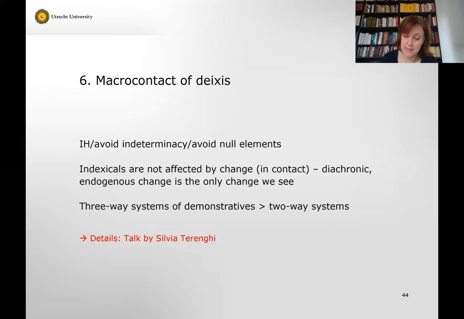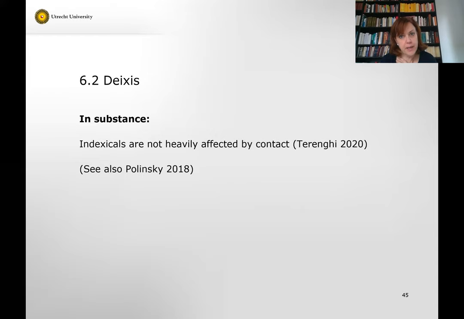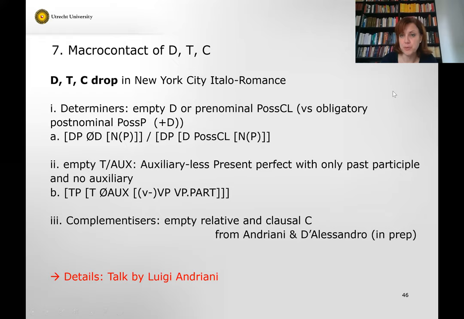And so the only development we see is the development of the kind that we see in diachrony. The details of the rearrangement of all systems and all shifts in creoles, indexicals, you can hear in the talk by Silvia Terenghi, here in the HLS. So indexicals are not heavily affected by contact.